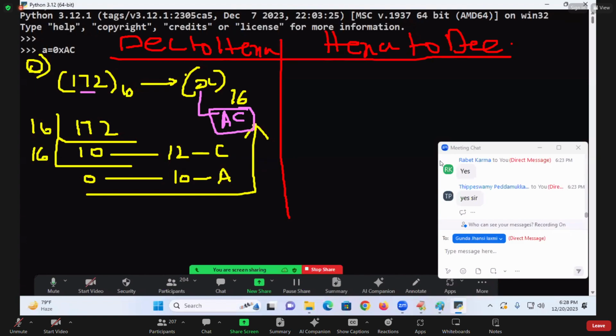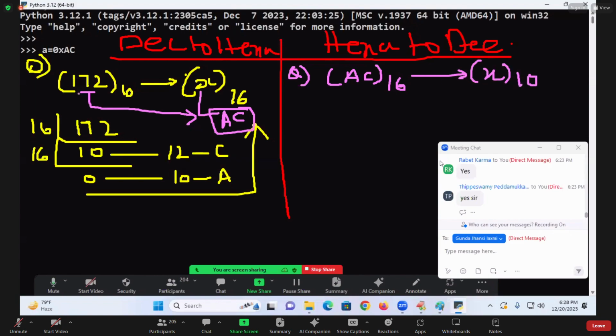So 172 is equivalent to AC in hexa. Now the question I am taking here: AC, which is base 16, I want to convert it into decimal. How do you take it? Take AC positionally: 16 to the power of 0, 16 to the power of 1. A into 16 to the power of 1, plus C into 16 to the power of 0.